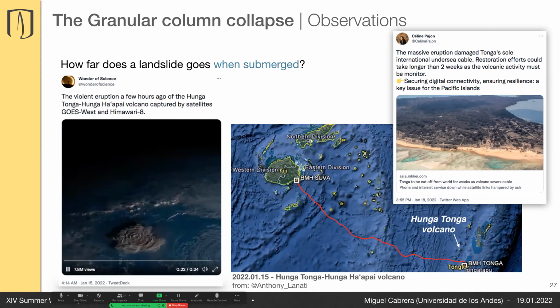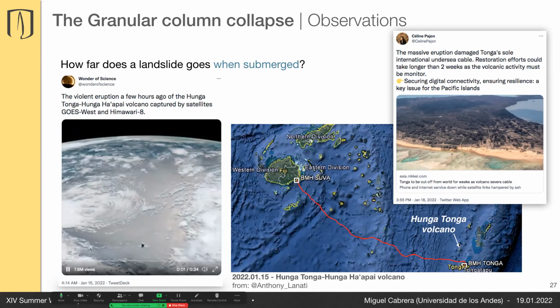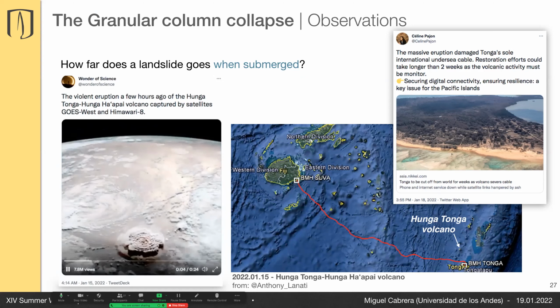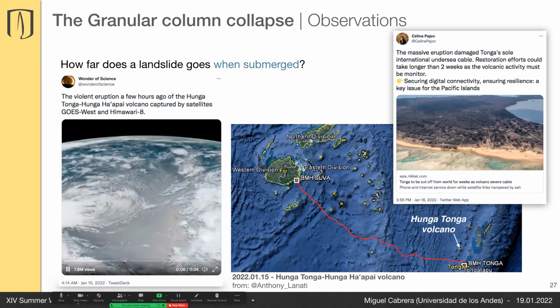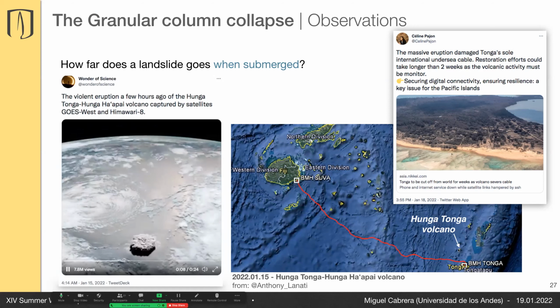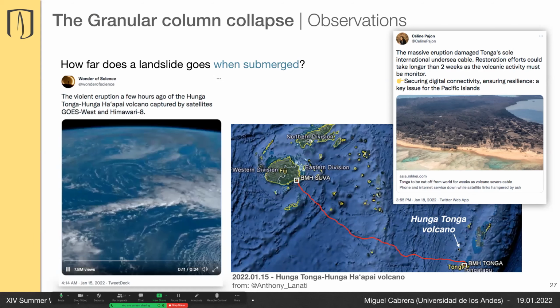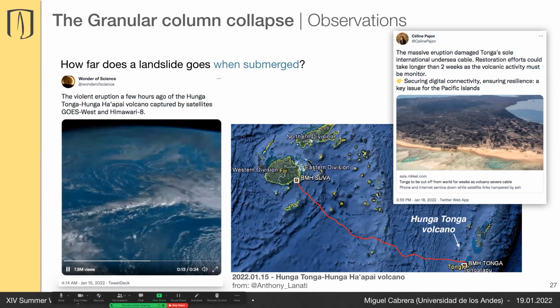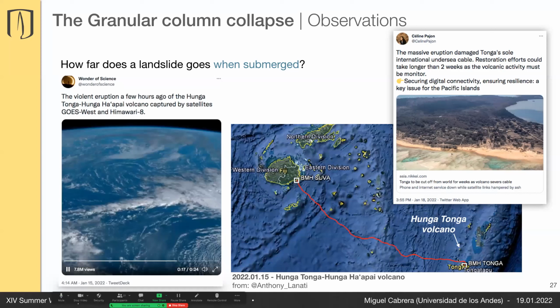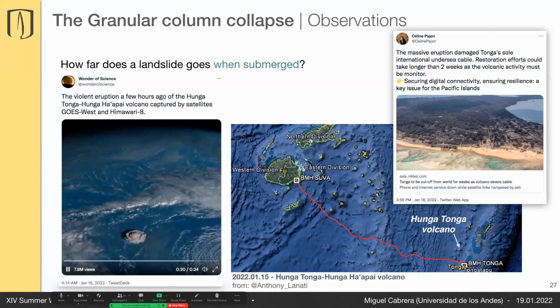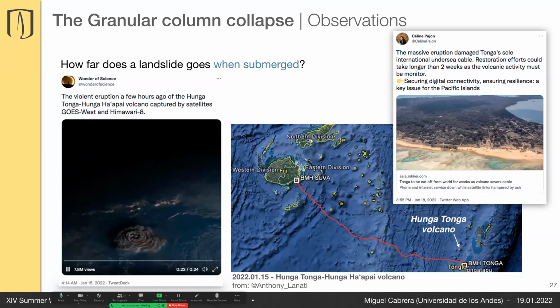Here you see the islands of Fiji and Tonga, and here you see a line of mountains. Part of this line of mountains was the Hunga Tonga volcano. And related to the eruption of this volcano, the undersea cable was cut or damaged about 30 kilometers from Tonga, leaving the whole island without communication.